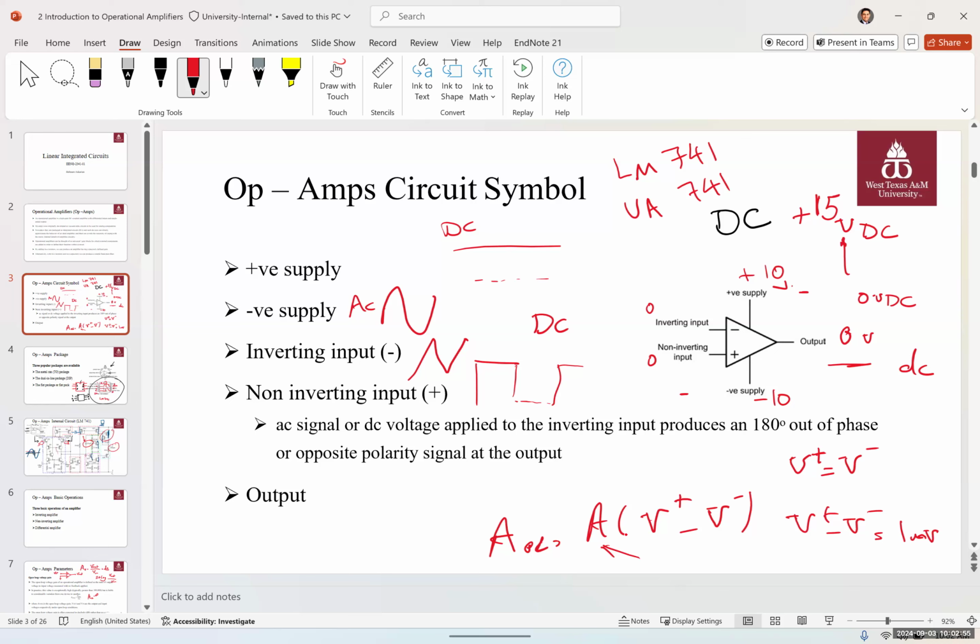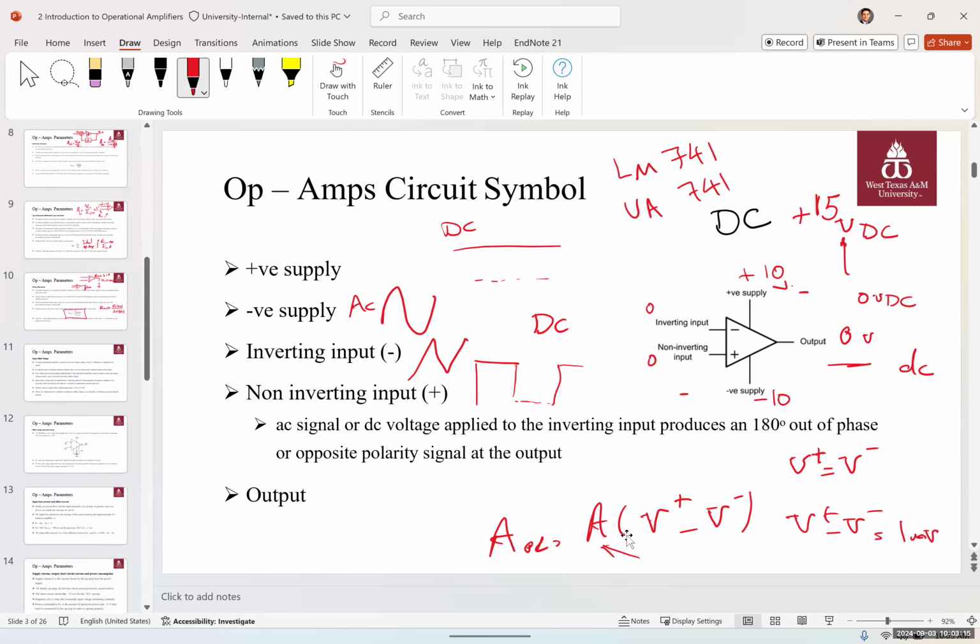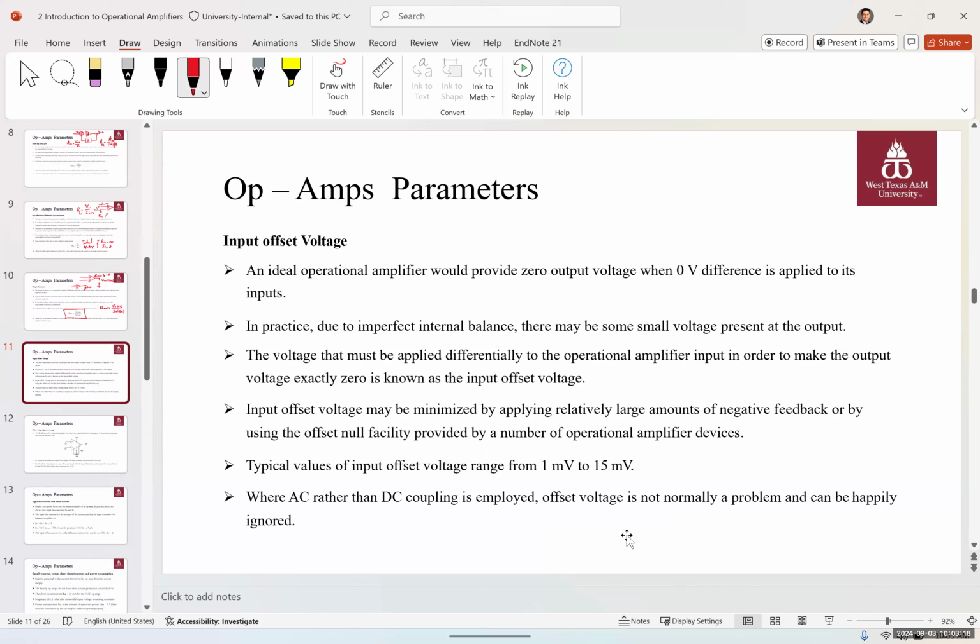So, ideal op amp, when we give it no input, the output should be 0. We're not giving it any input. But we don't have ideal op amps in the real world. In the real world, when we give it 0 input, we still get an output, which is called the offset voltage. We call it the input offset voltage. So an ideal operational amplifier would provide 0 output voltage when 0 volt difference is applied to its inputs. In practice, due to imperfect internal balance, there may be some small voltage present at the output.